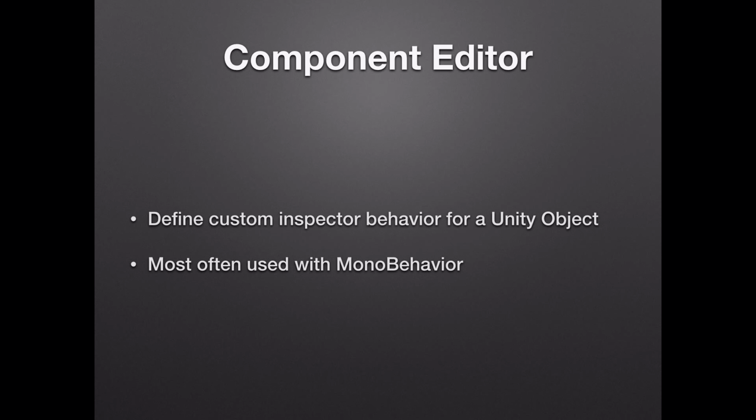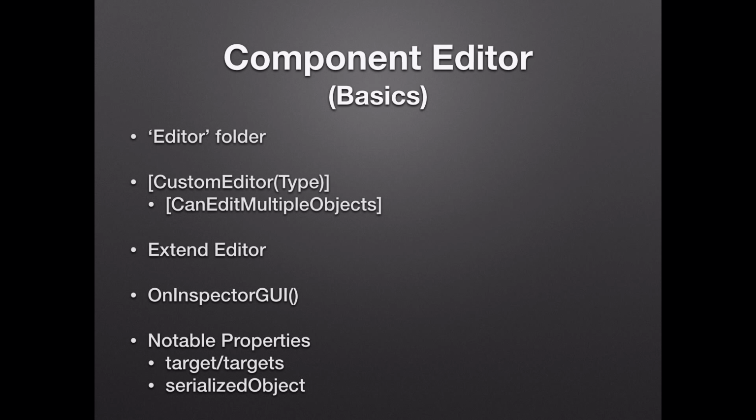The basics you need to know for this. Again, it needs to be in one of those editor folders because it is editor code. The class that you make is going to need to have the custom editor attribute on it with the type that you're trying to edit. Same as with property drawers. There's the can edit multiple objects attribute, which by default, a custom editor will only be able to edit one object of that type, or one object at all. If you give it this attribute, it will allow you to edit multiple. You interact with it slightly differently when you're doing that. We'll get into that in a sec. But if you want to be able to edit multiple of the same object, you just make sure you add that attribute at the top.